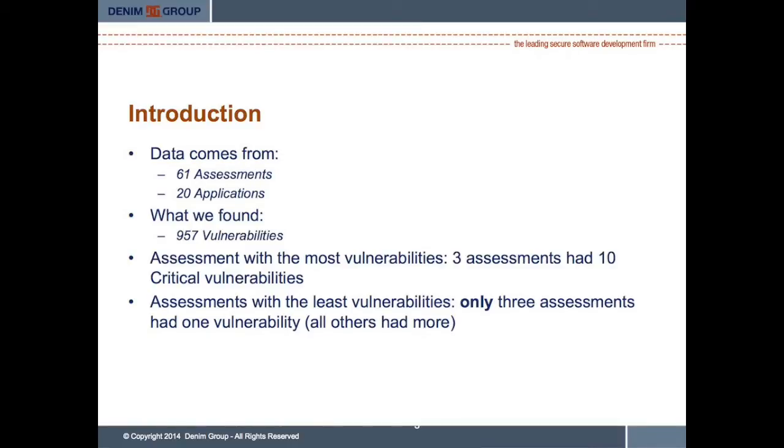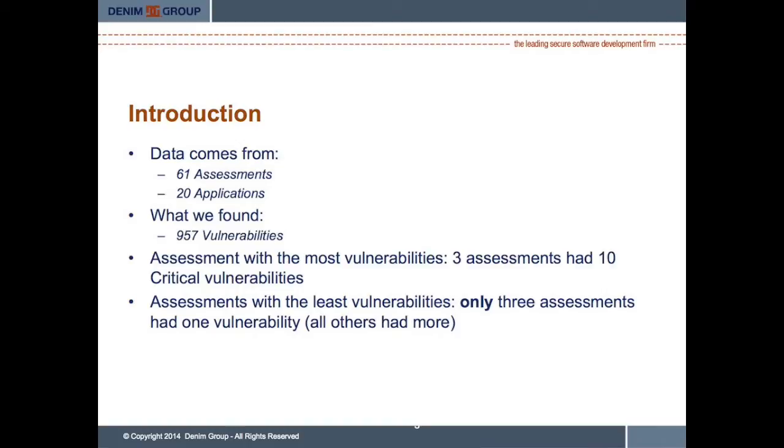So just as an introduction, this data comes from a subset of assessments that we've worked on. There's 61 different mobile application system assessments that are reflected, spread across 20 different applications. What we found, the top line number, 957 vulnerabilities.